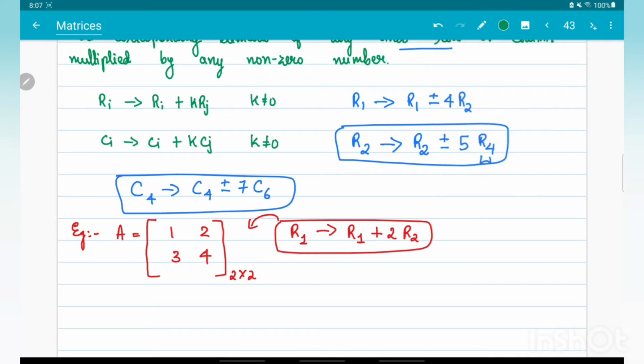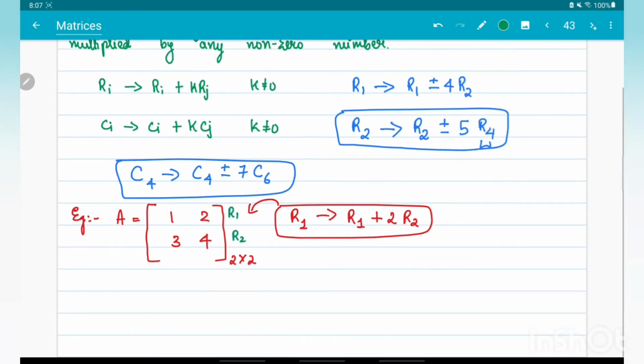So here this is my row 1 and this is my row 2. Now the row 2 will remain the same as it is. Whatever the elementary operation is being applied, that is applied on the first row only. Since you can see here, this is the row 1, so all the elementary operation is being applied only on the elements of the first row, and the second row will remain the same as it is.